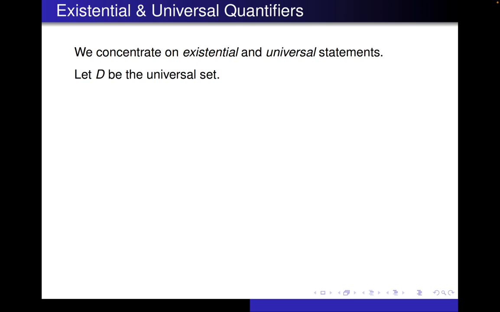So we're going to let D be the universal set, and we're going to let P of x be an open statement where the variable x represents an element of D. So D is the universal set. Those are the things that we're thinking about. P of x is an open statement. x is in our universal set. Standard setup for open sentences, right?